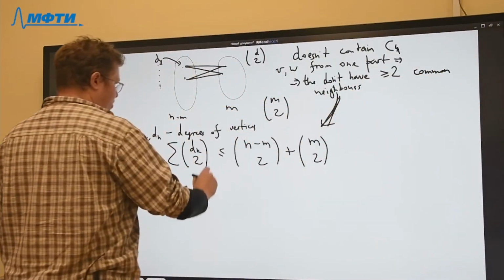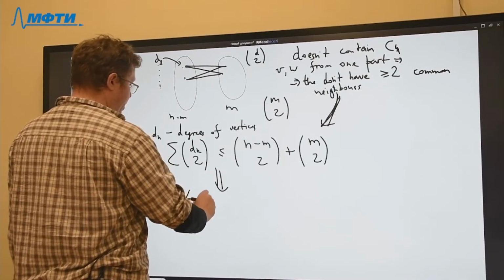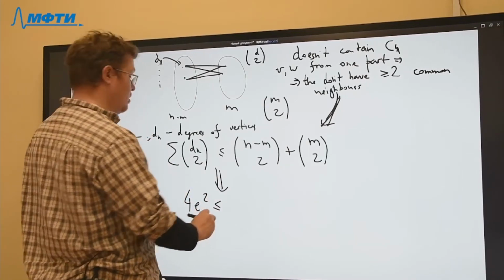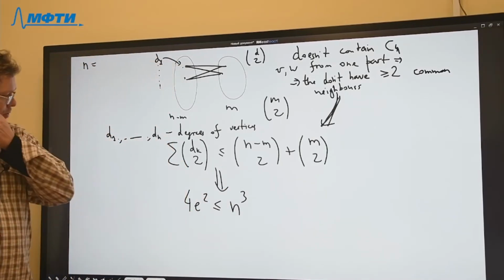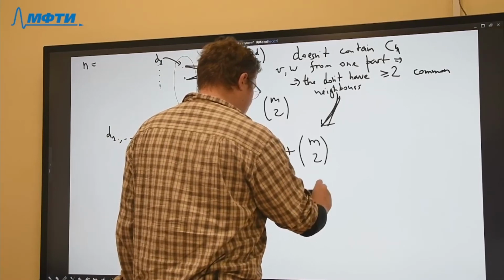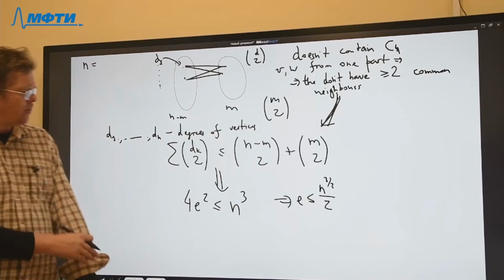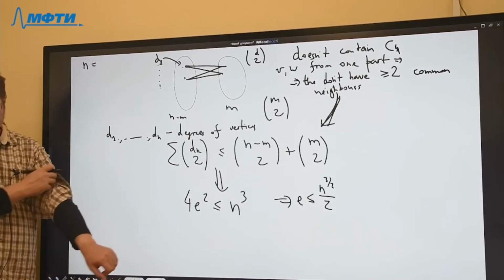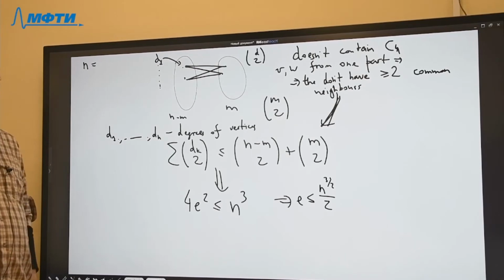So we want to get from this that 4e squared is not greater than n cubed. If we can achieve that 4e squared is not greater than n cubed, then the number of edges will be not greater than half of n to the power 3 over 2.